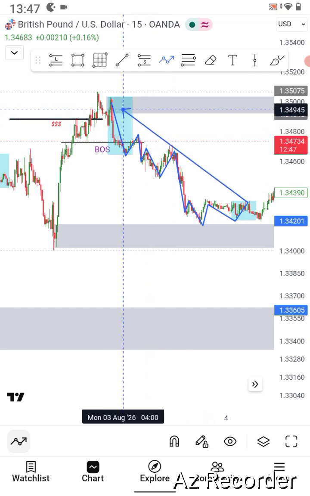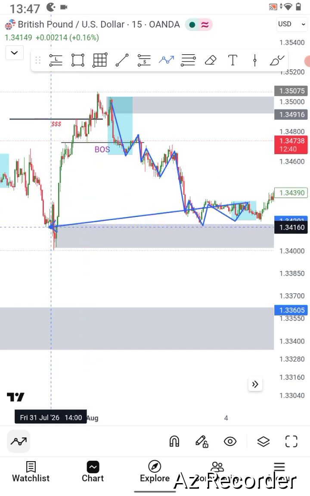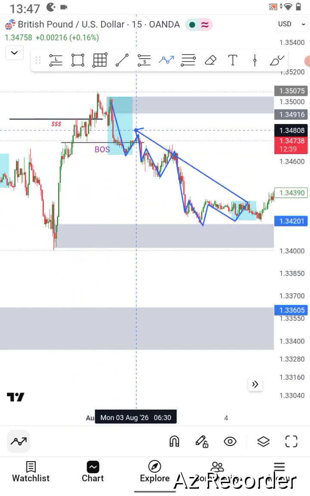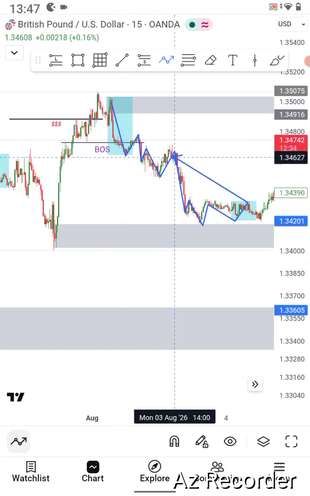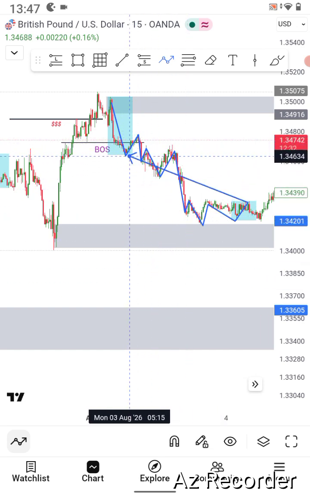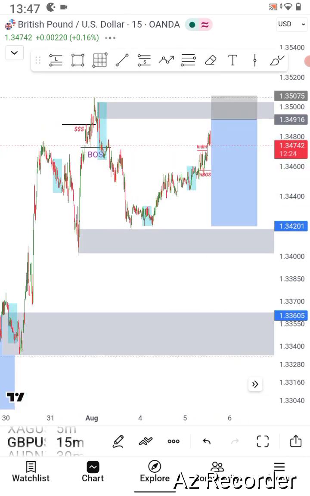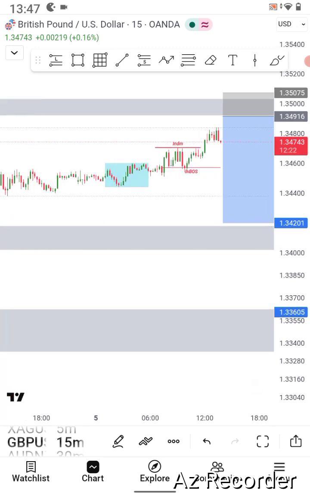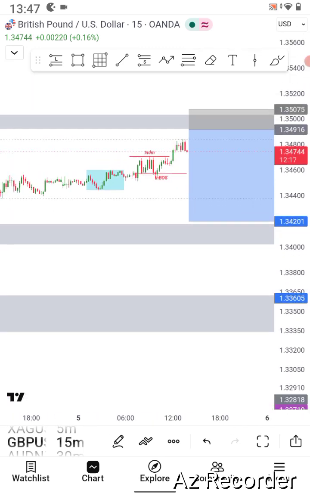But there's another block here. So you can see how I framed my buyers. There's an unmitigated order block here, and then there's one here. So price can use this, send down, and there's even one below here. Following market structure, market is currently selling for me. So that's the setup, guys. That's the setup for me. Let's see how it plays out.